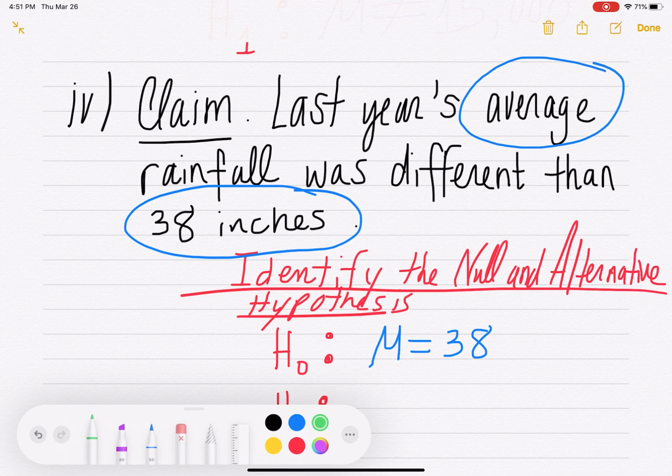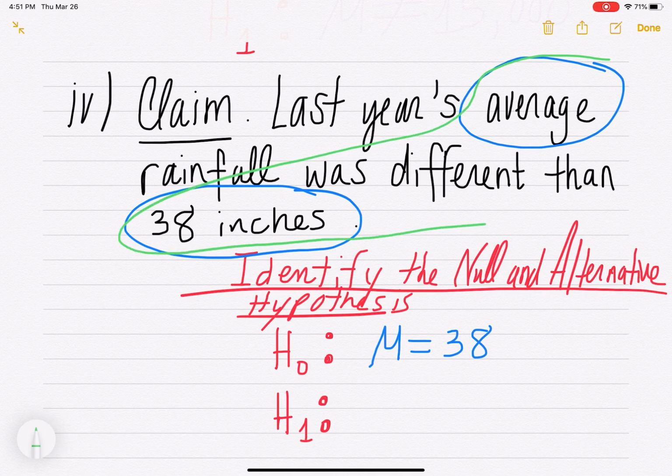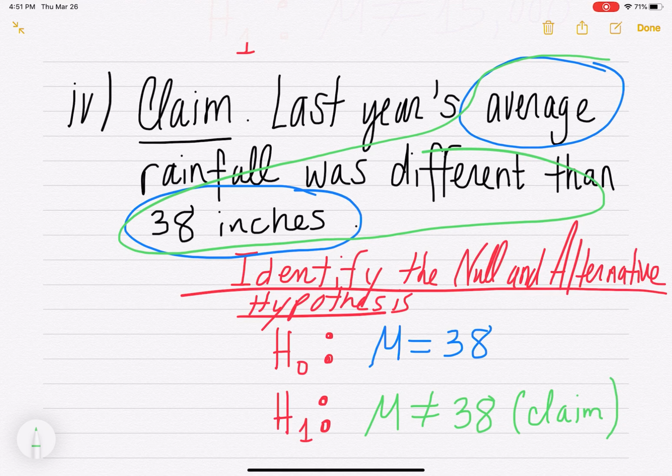Now, let's try to figure out the alternative. If you read the statement, average was different than 38, that means not equal to, right? Not equal to. So the average was not equal to 38. So this is actually the claim that's being tested, that the mean is not 38, right? It's different than. All right. So that's a good intro to being able to identify null hypotheses and alternative hypotheses. Step 1 of the process in hypothesis testing.